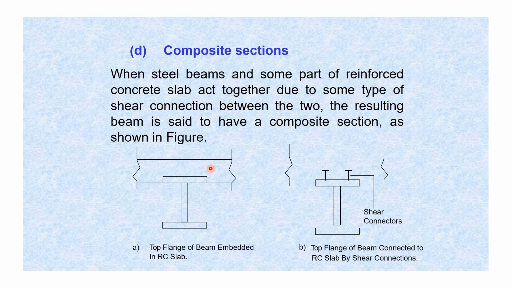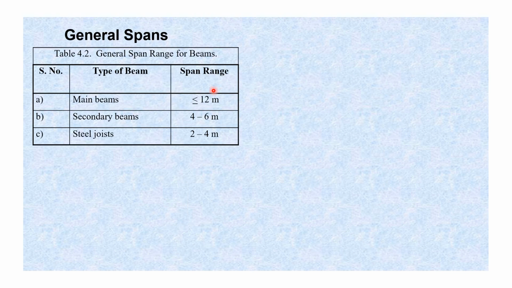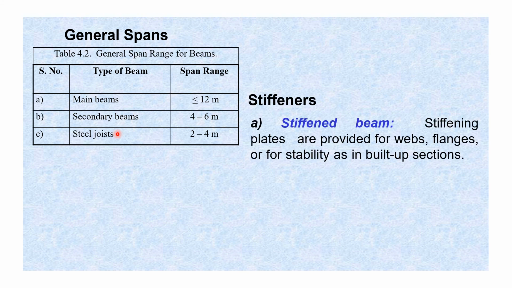So both sections, concrete and steel, act or behave like a monolithic unit. In that case, this section is called a composite section because the connection is fully developed between both members. That is again the beams category. General spans for beams: main beams are less than or equal to 12 meter, secondary beams 4 to 6 meter, steel joists 2 to 4 meter.